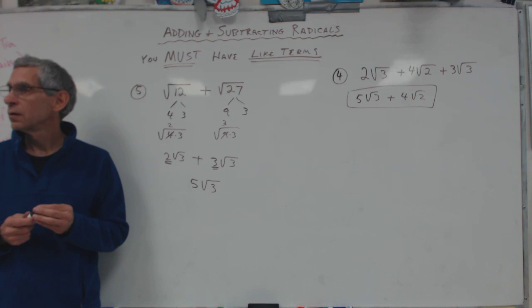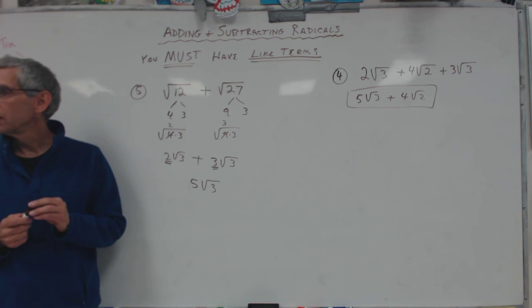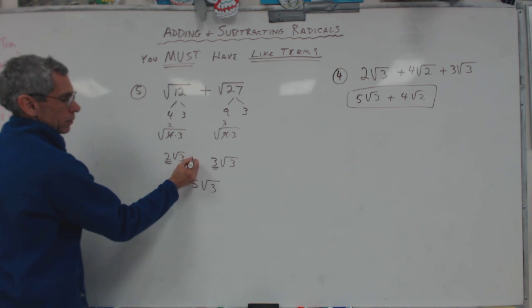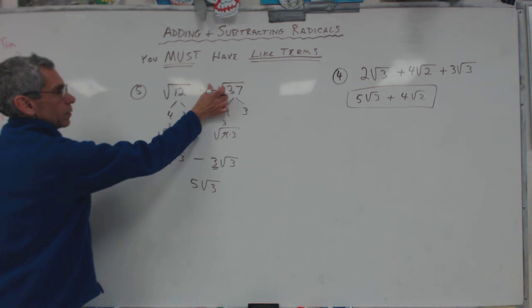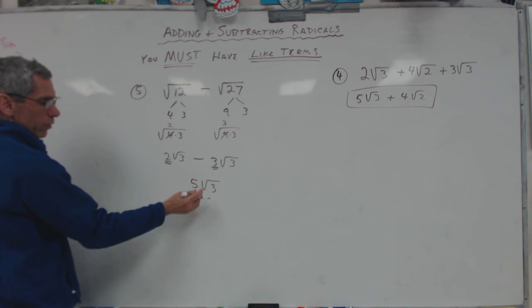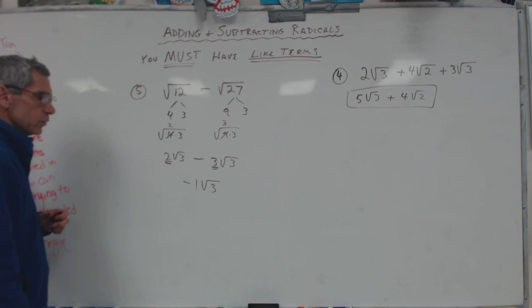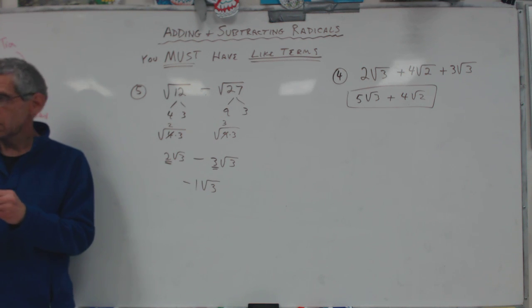I have two questions. The first one being, can you get a negative answer? Sure. What if I had done this with the minus? Then it would have been negative 1 square root of 3. My second one is, can you have a negative under the radical?